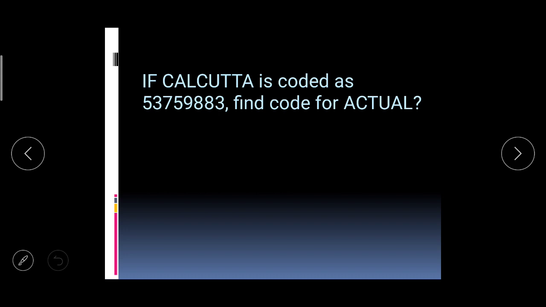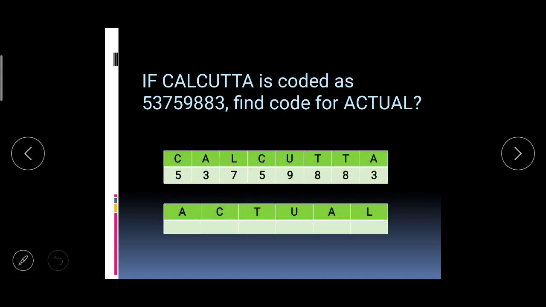Let's see. In this kind of data, Calcutta is coded as 5375983, right? The smartest approach is, if all the letters of the code you need to find out are available in the question itself. A is available there, C is available there, T is available there, U is available there, A is available there, and L is available there. If all the letters are available in the question itself, you need not find the pattern, you just write the answers directly.